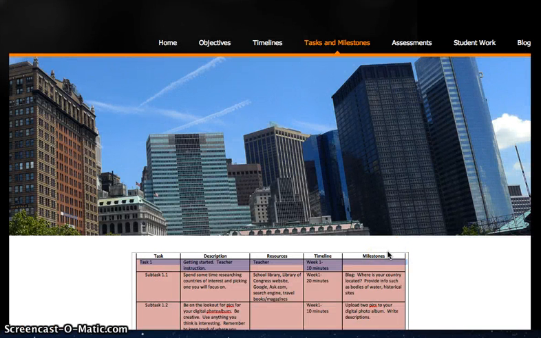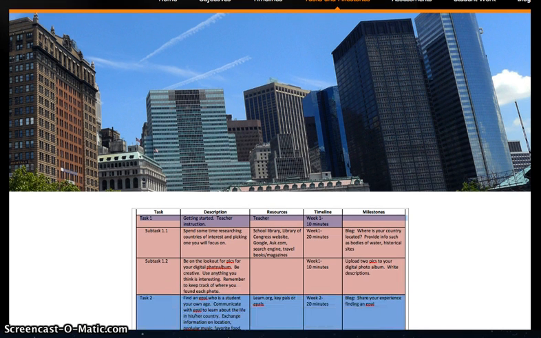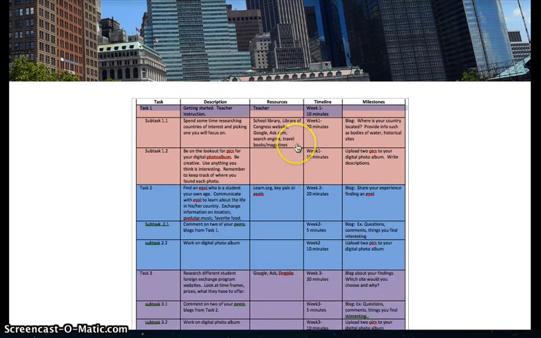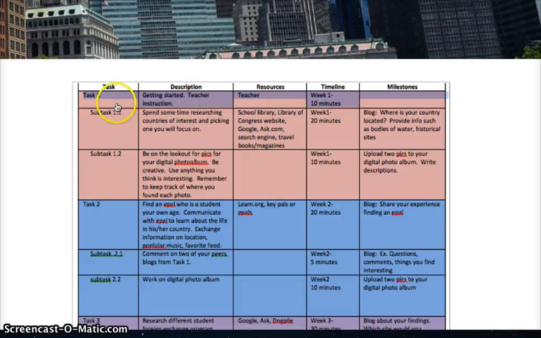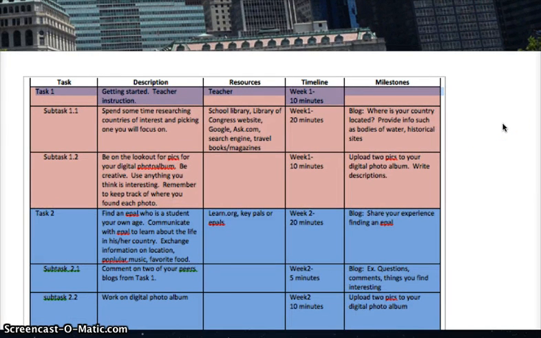Tasks and milestones. This area is pretty clear. I think it's pretty informative to the teacher teaching this as to direction and guidance for the student. It starts off with task 1, getting started, of course, teacher instruction. About 10 minutes of that to go over the basics of what we're looking for, explain this chart to them, show them where it's located.